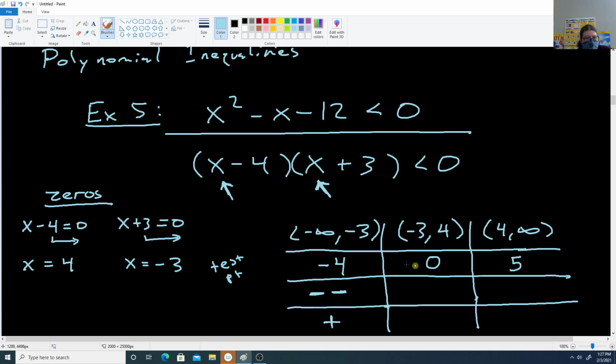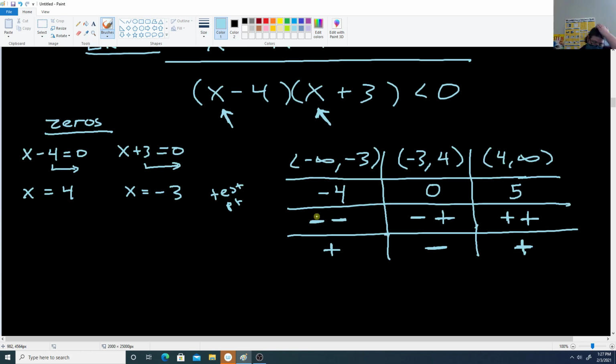So next I'll put 0 in. 0 minus 4 is a negative. 0 plus 3 is a positive. Negative times a positive is negative. Put 5 in. 5 minus 4 is positive. 5 plus 3 is positive. Positive times a positive is positive. Okay, so we got that.